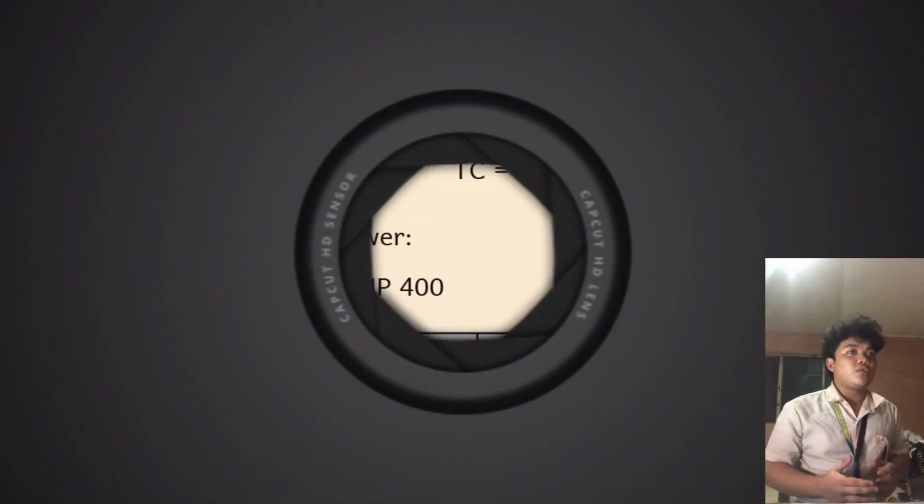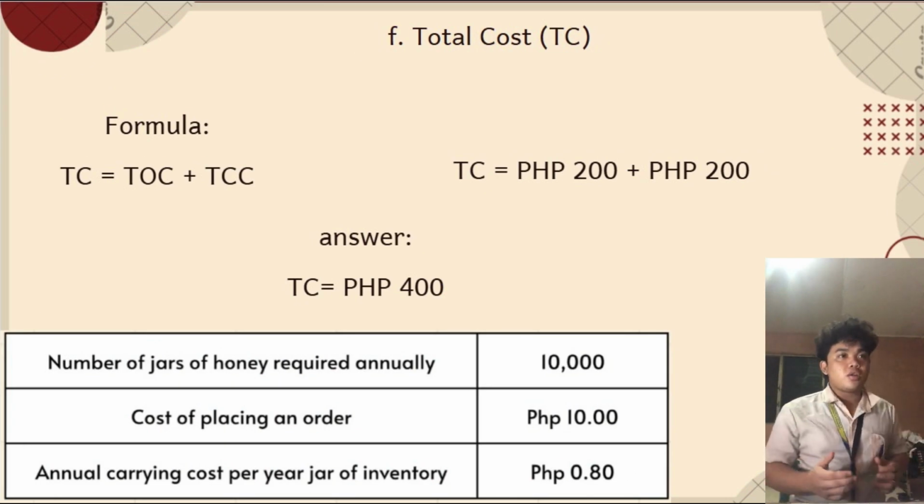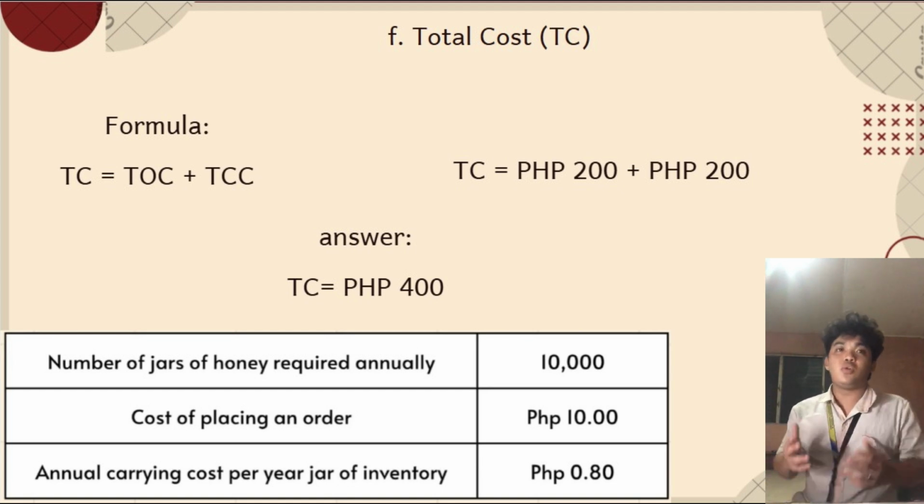Now for the last, total cost: total ordering cost per year, which is 200 pesos, plus the total carrying cost per year, which is 200 pesos. Added both to get the total cost, which is 400 pesos.